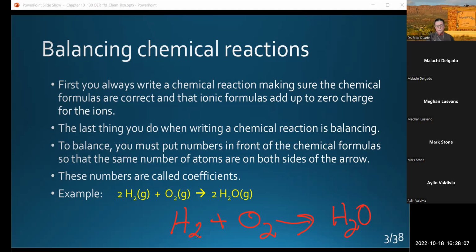So we have two hydrogens here on the left-hand side, two hydrogens on the right-hand side. So those are balanced. The hydrogens are balanced. All right. On the left-hand side, we have two oxygens, but on the right-hand side, we have one oxygen. So to balance those, what we do is we put a 2 in front of water. Let me change the color here so you can see.